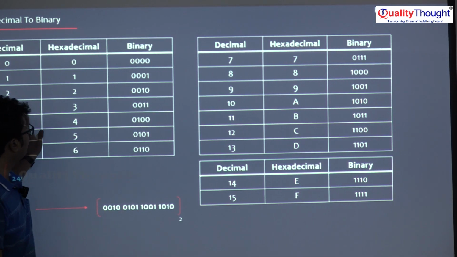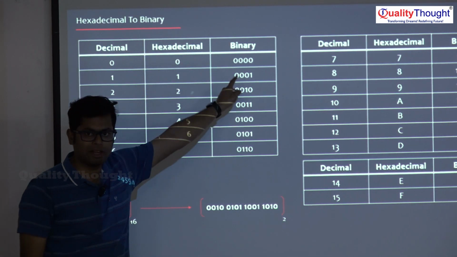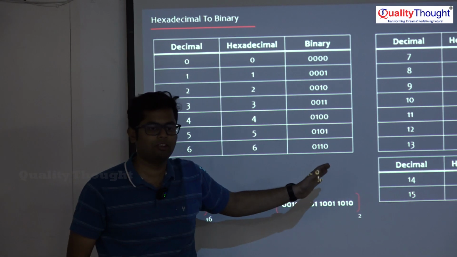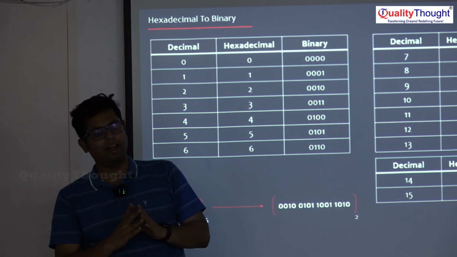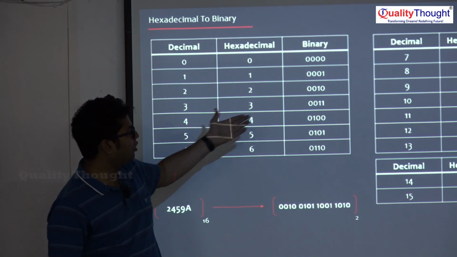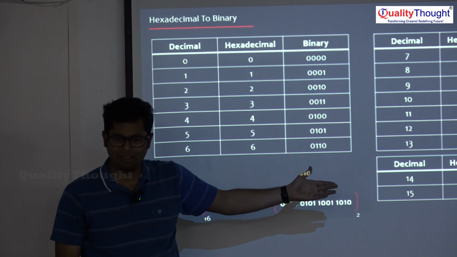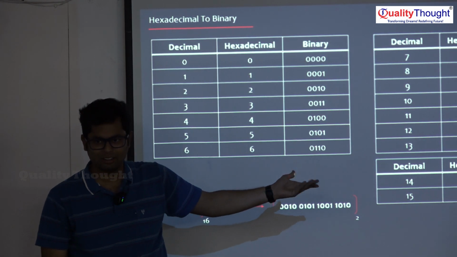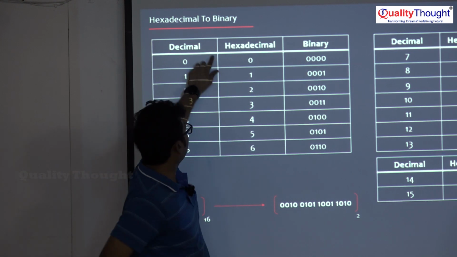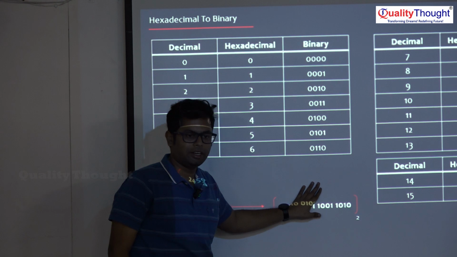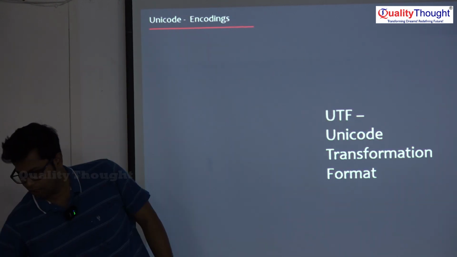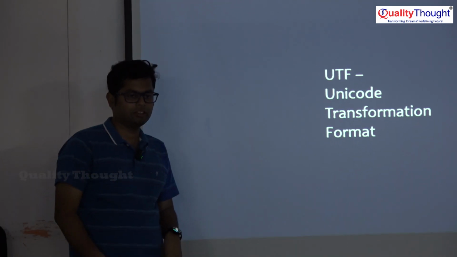So if you convert your hexadecimal to binary, this is how it looks. It's as simple as that. Isn't it simple? So this is your decimal number, this is your hexadecimal number, and this is your binary. Okay, we'll stop here. We'll take this in the next session.